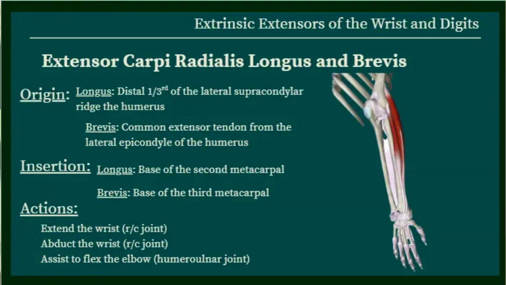Okay, now we're going to look at the extrinsic extensors. The extrinsic muscles are the ones that are on the outside of the hand, going up the arm, and these are the ones that help you to extend your wrist and your fingers. Wrist, radiocarpal joint, fingers, metacarpal, and interphalangeal joints. So we have radialis, longus, and brevis.